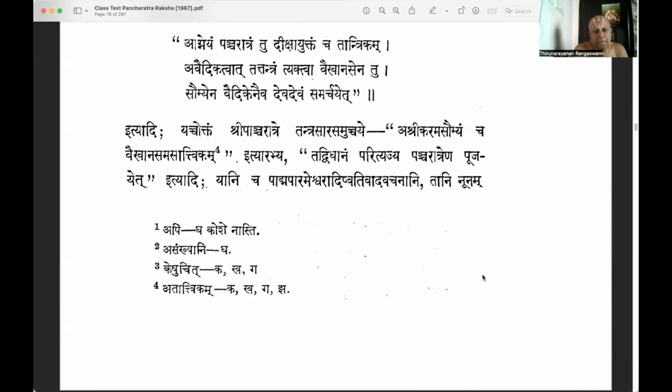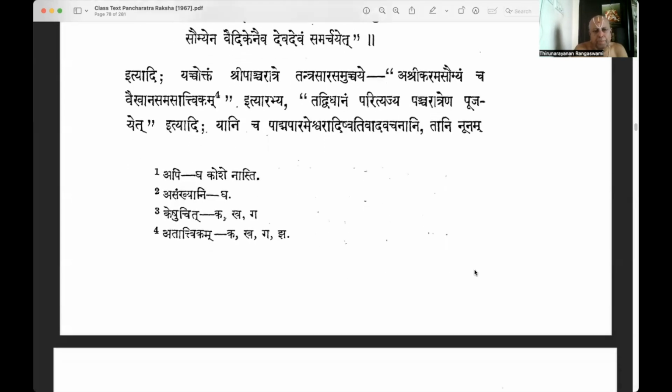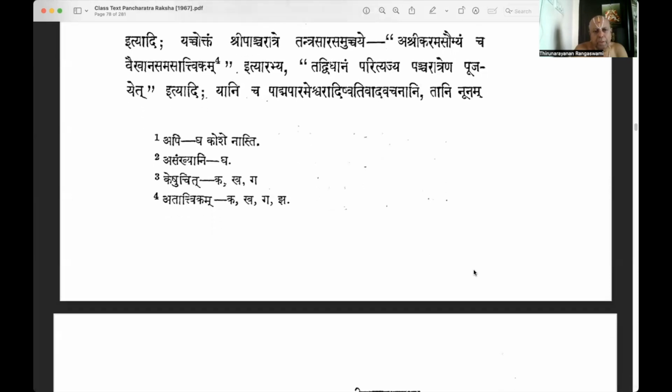Thus, etc. Yatricha uktam Sri Pancharatre Tantrasara Samuchaye. So there are different divisions and chapters under Pancharatra. Just as it has been said by Pancharatra in the chapter called Tantra Sara Samuchaye, the collection of the essence of the procedures.